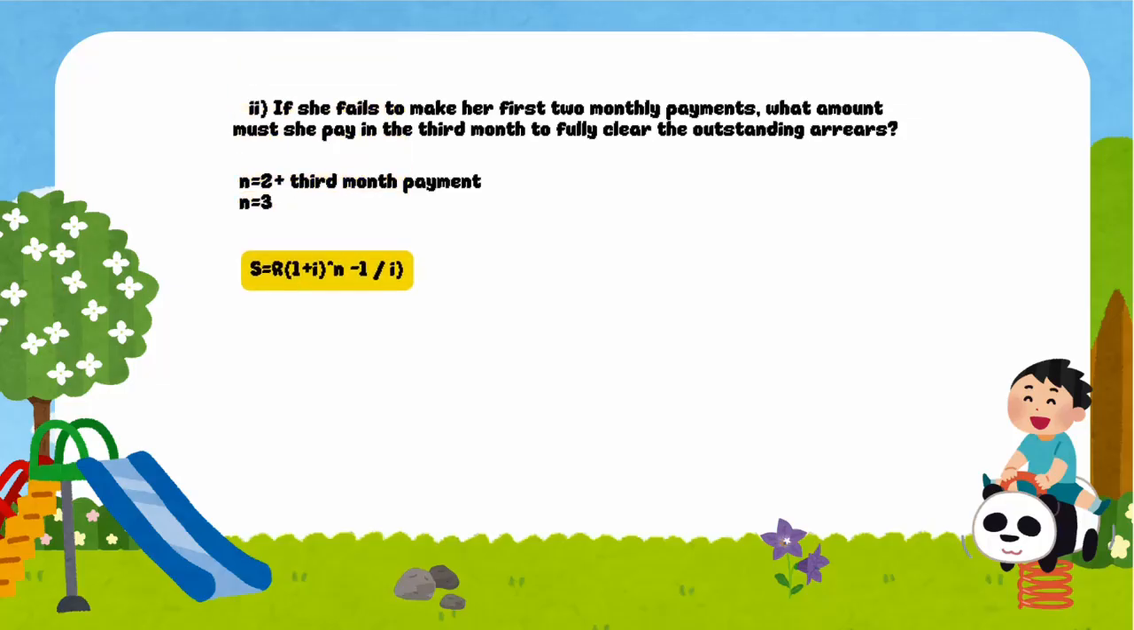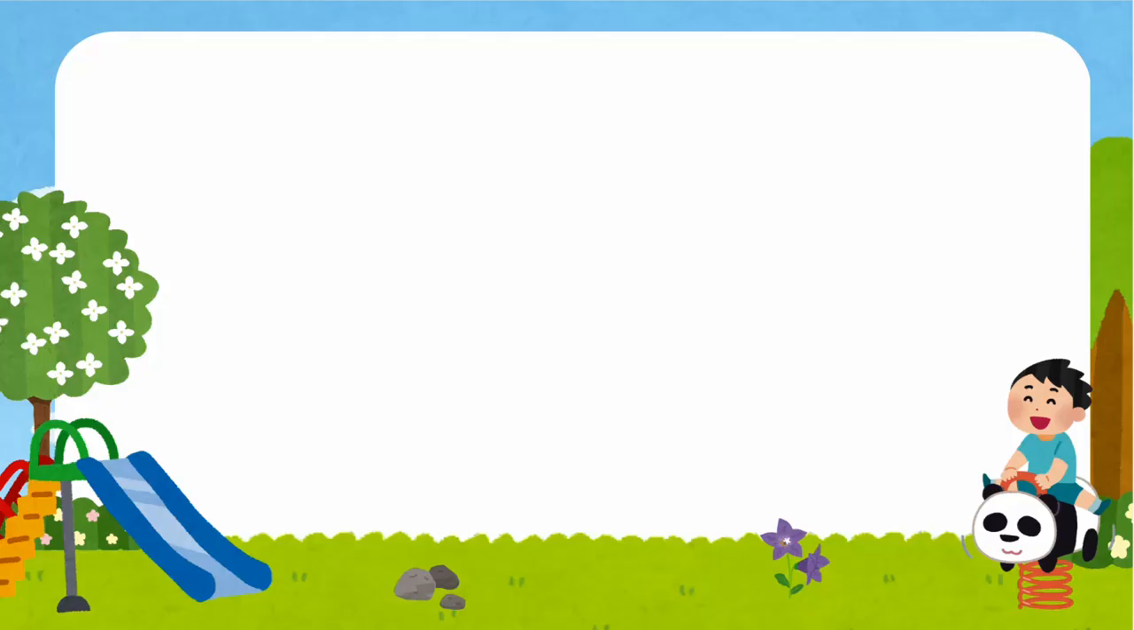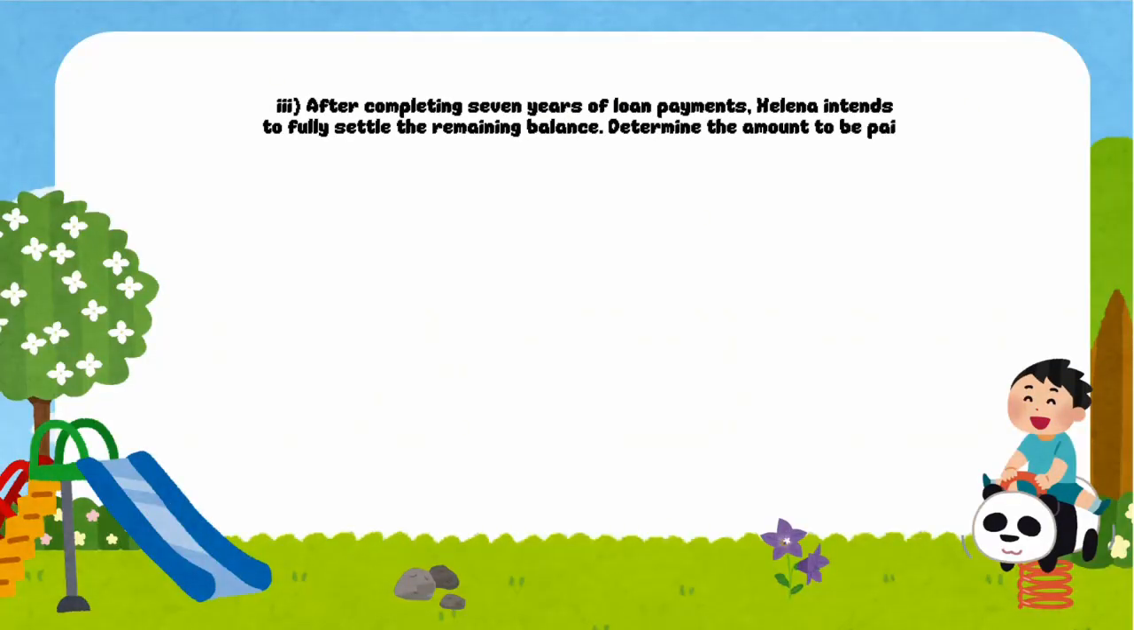So the equation that we're going to use for this question will be S equals R, fraction bracket 1 plus I bracket, exponent N minus 1 over I. So that would be S equals 1 bracket, fraction 1 plus 0.003 bracket, exponent 3 minus 1 over 0.003. So the amount that she has to fully pay on the 3rd month would be S equals RM 2,456.19 cents.